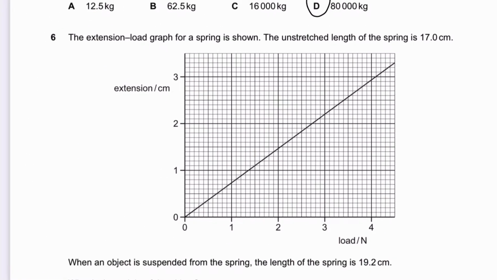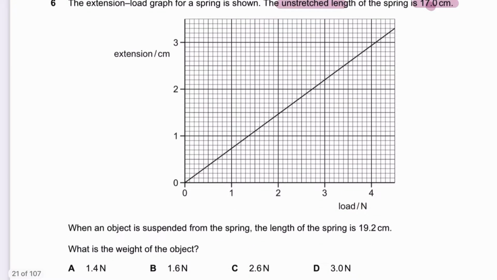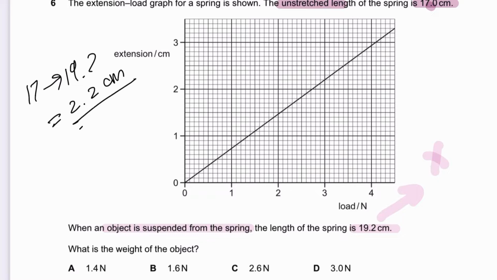6. The extension-load graph for a spring is shown. The unstretched length of the spring is 17 centimeters. And when an object is suspended from the spring, the length of the spring is 19.2. Therefore, it's talking about its extension. When an object is attached to the spring, it extends, and its length now turns from 17 into 19.2. So the extension in length when it moves from 17 centimeters to 19.2 is equal to 2.2 centimeters. That is the extension. So 2.2 is over here.